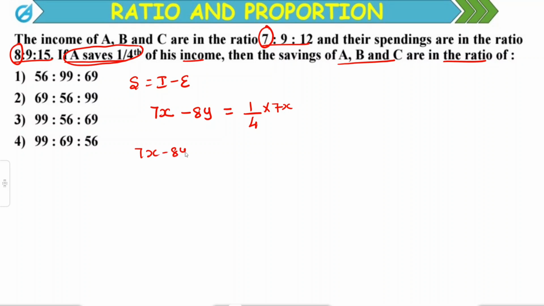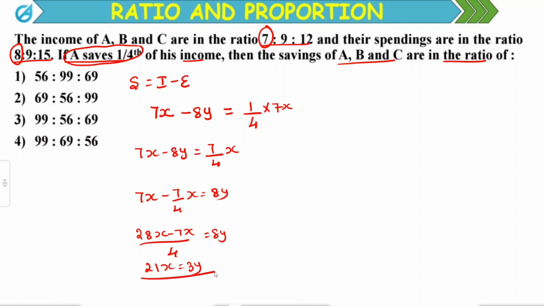So from this, what we can write? 7x minus 8y is equal to 7 by 4x. So now 7x minus 7 by 4x is equal to 8y. So what we can do? 28x minus 7x by 4 is equal to 8y. So from this, 21x is equal to 32y. Otherwise, we can write x by y is equal to 32 by 21.